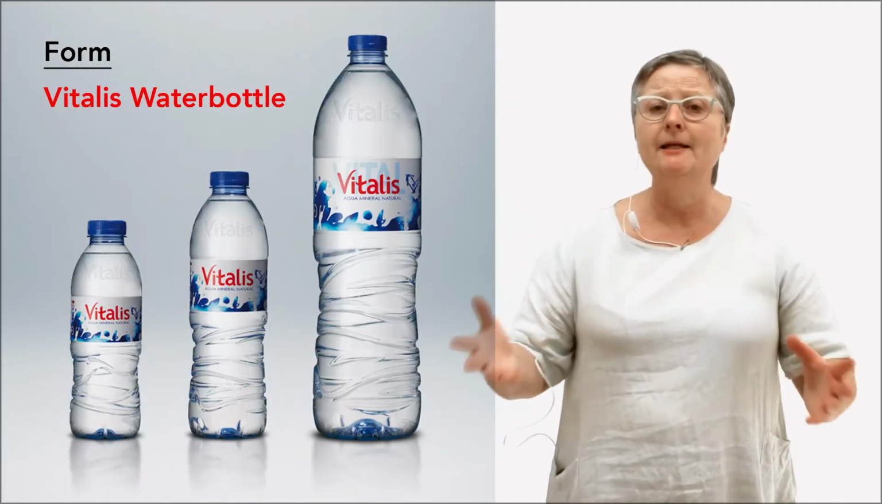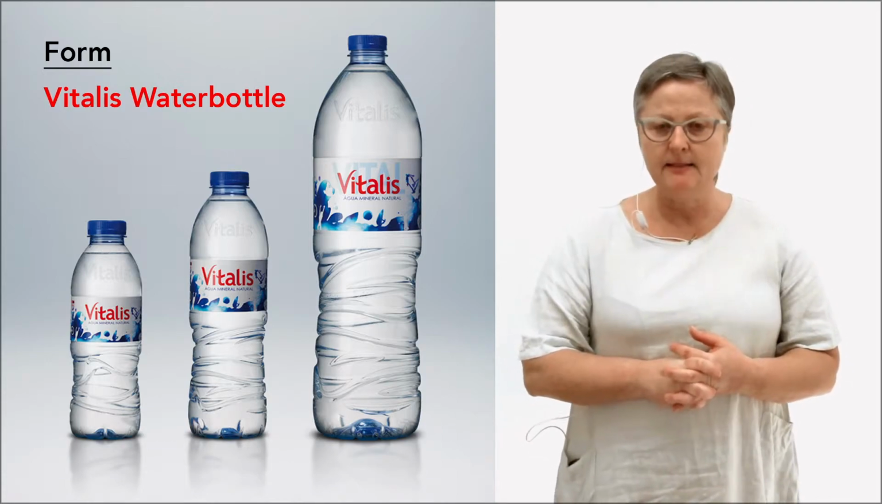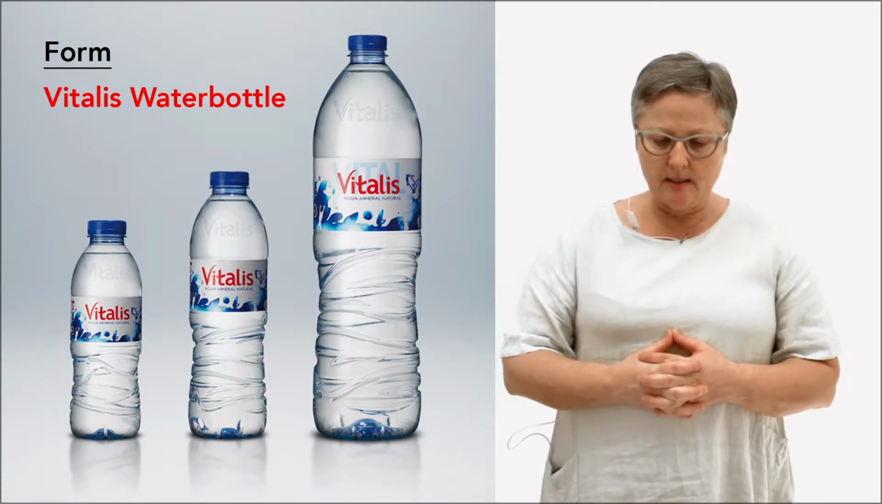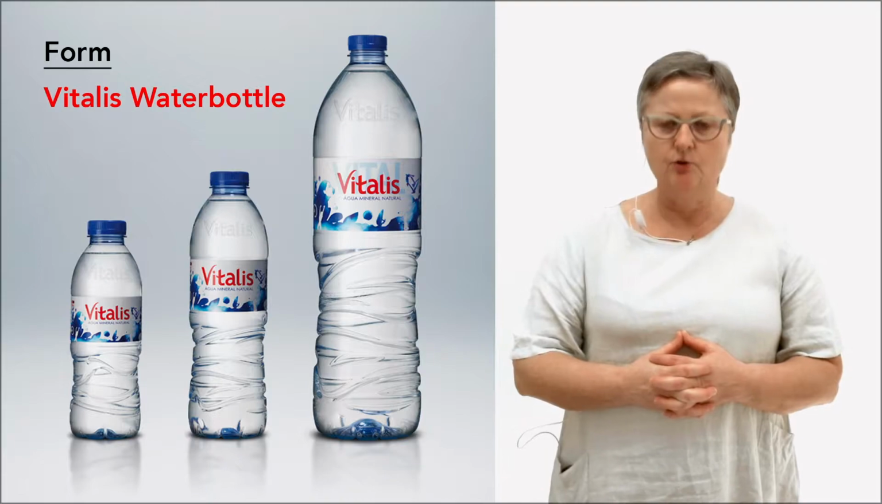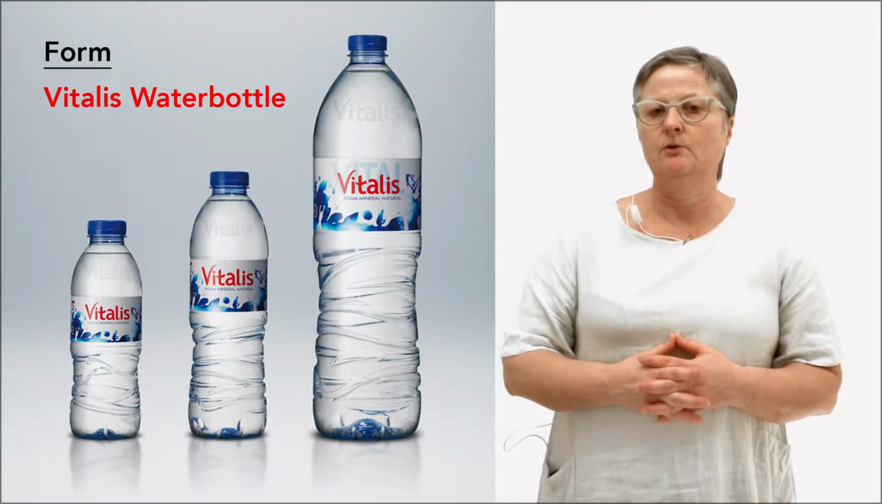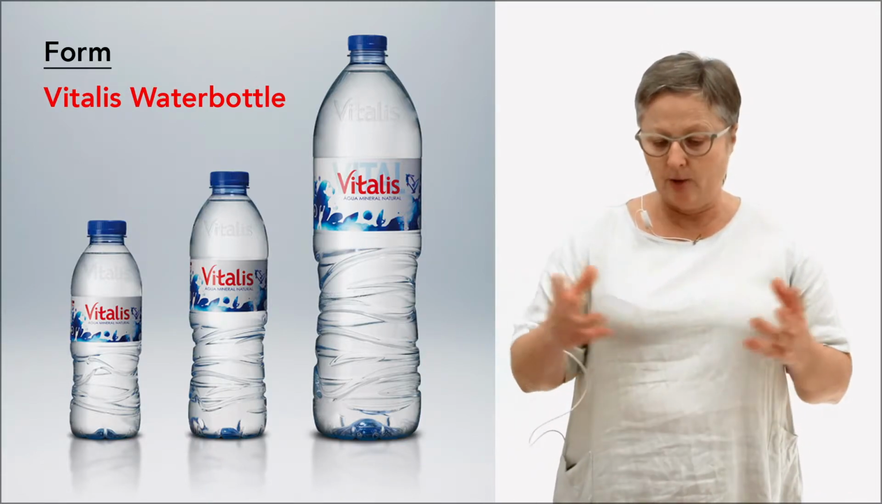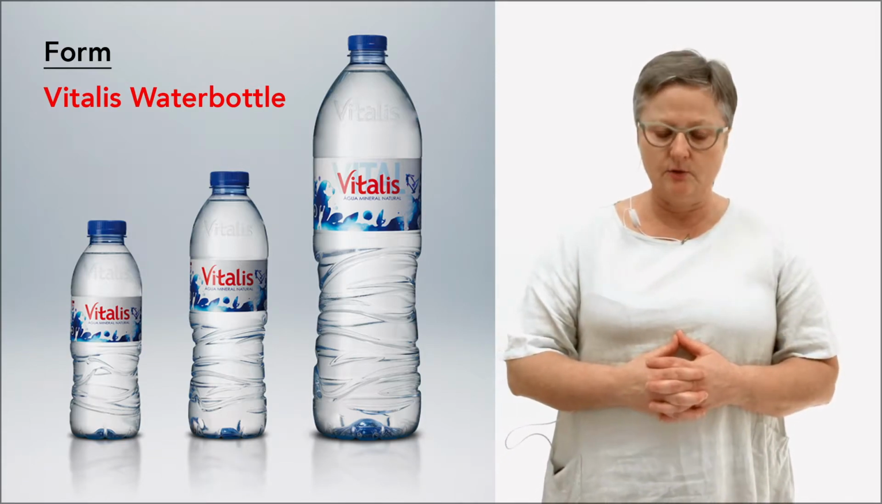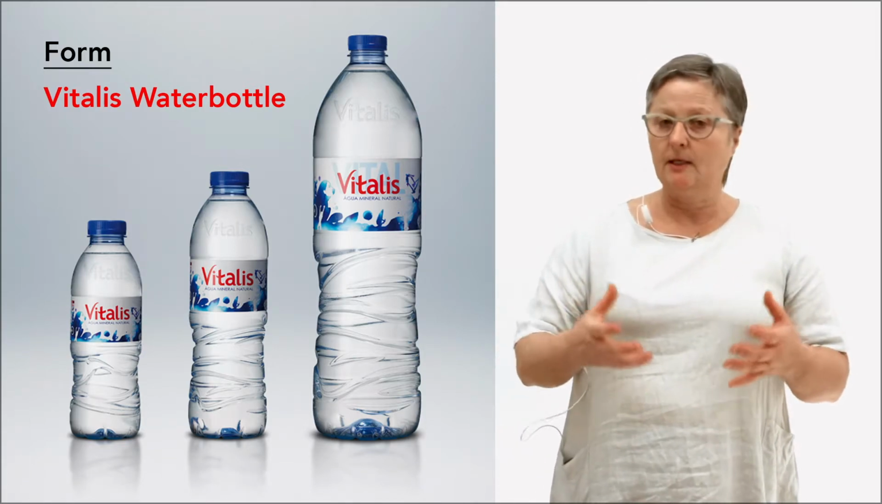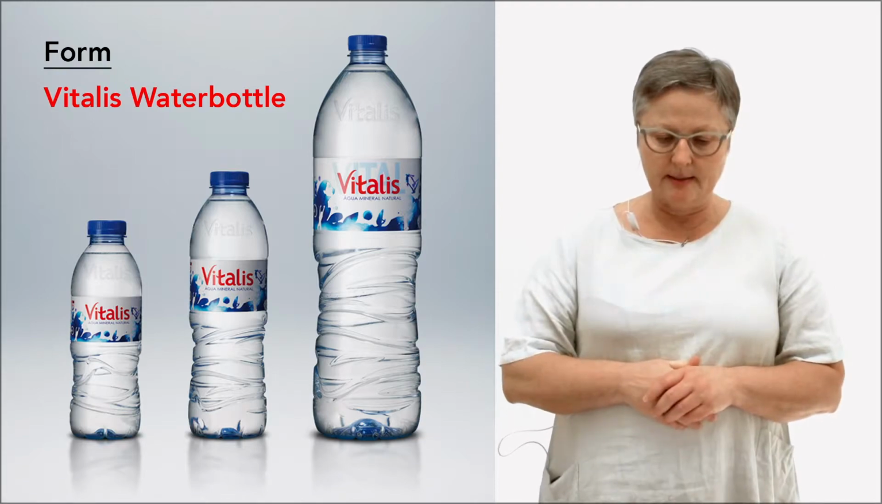Good. Another form example, the Vitalis water bottle. And here the function was to reduce the amount of plastic that needs to be used in order to make this particular shape of a water bottle.